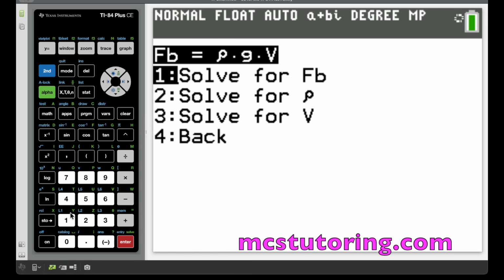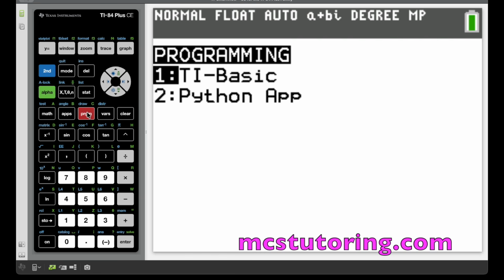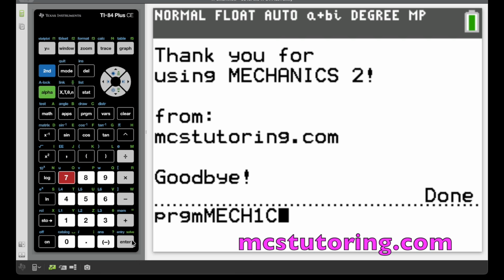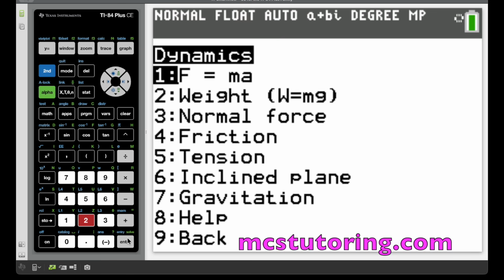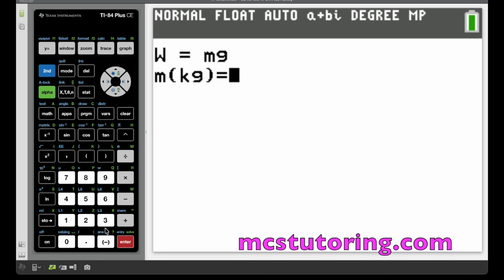So we're going to exit. We're going to go to PRGM, and then we want to go to Mech 1C, which is option 7. And then there we go. We're going to go to Dynamics, which is option 2 there. And then we're going to go to weight because we want to find out the weight of this. W equals mg. We're going to solve for W. So the mass is 0.8. The g is 9.8. And so we get the weight is 7.84 newtons.